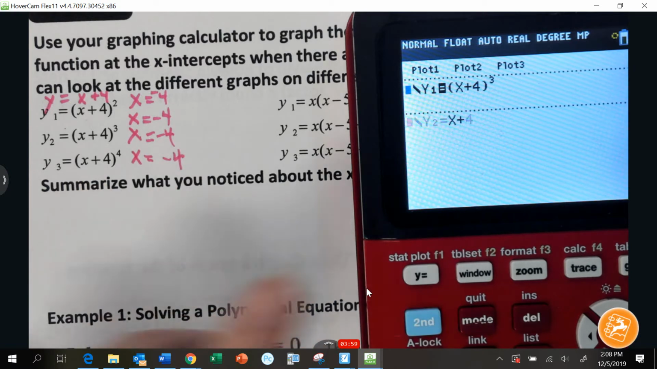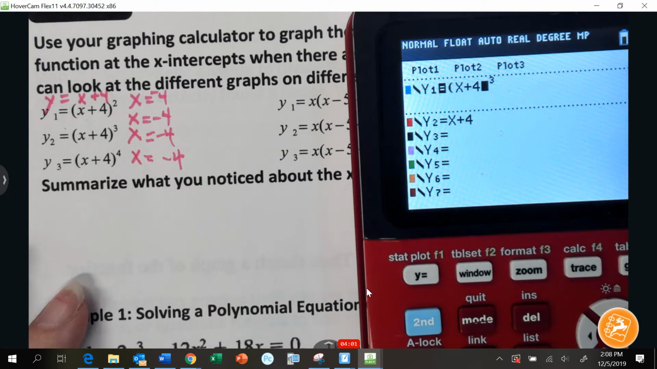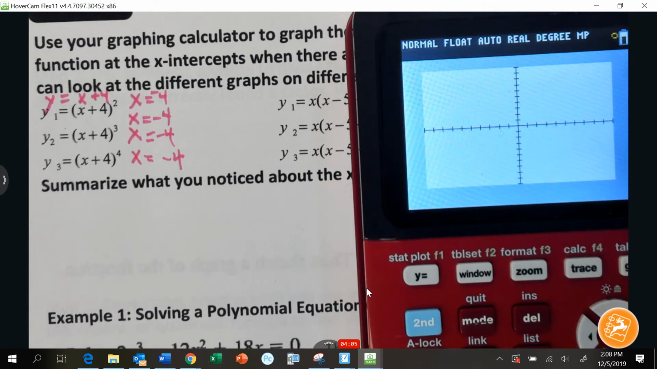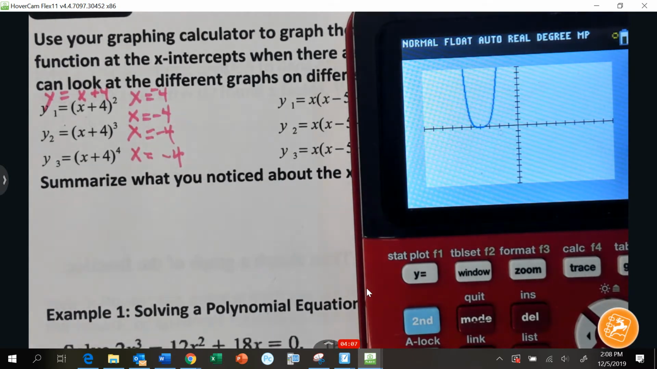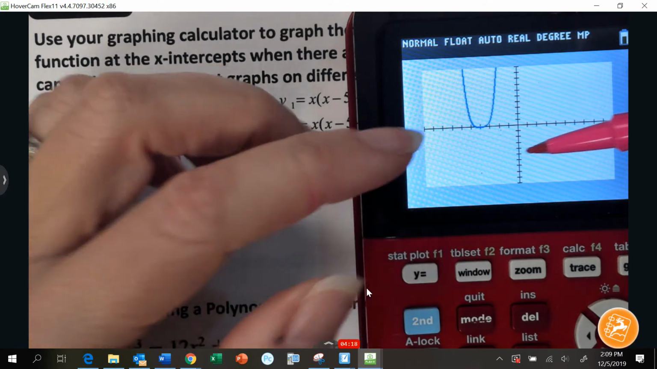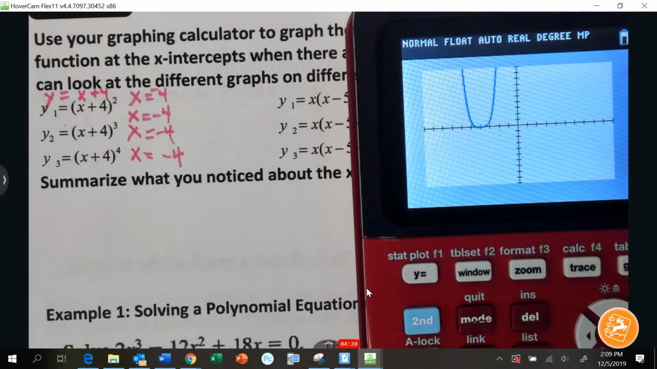Let's find out. Well, 4 is even. It comes down and it goes back up. So it's the same behavior at the intercept as what we learned for the end behavior. So we didn't learn that just for one thing. We learned it for multiple things.